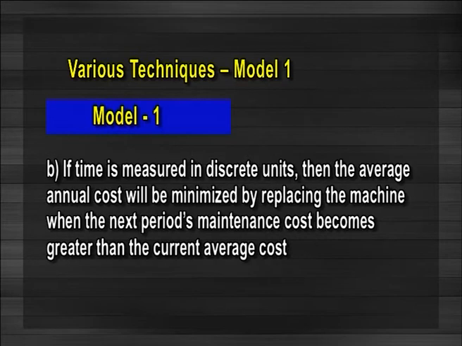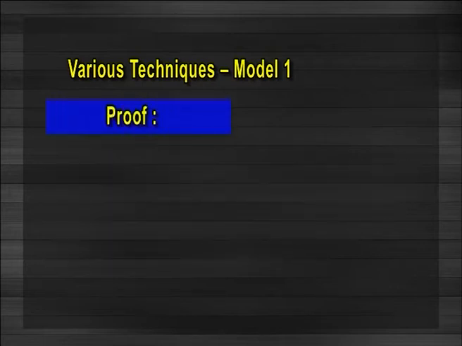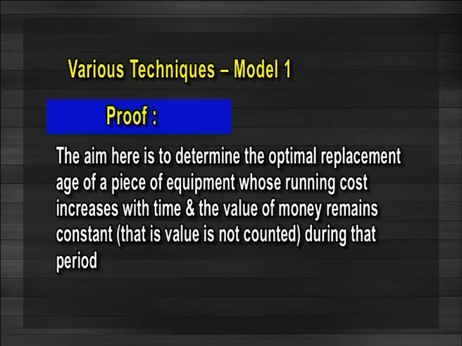If time is measured in discrete units, then the average annual cost will be minimized by replacing the machine when the next period's maintenance cost becomes greater than the current average cost. Now coming to the proof. The aim here is to determine the optimal replacement age of a piece of equipment whose running cost increases with time and the value of money remains constant, that is, value of money is not counted during that period.